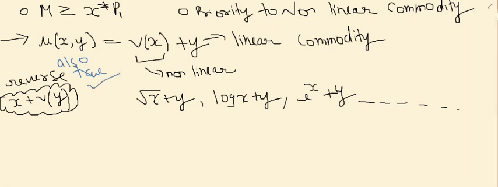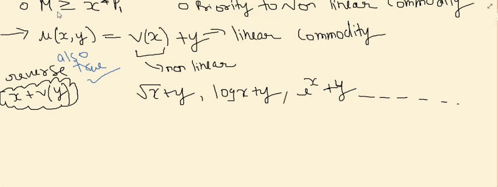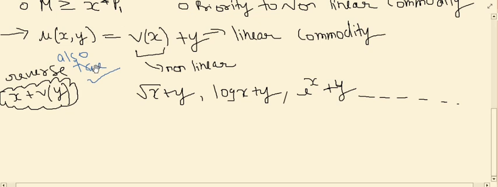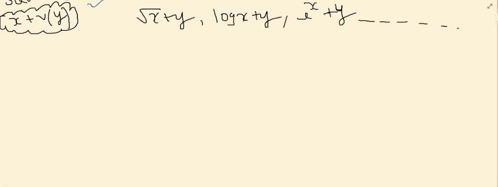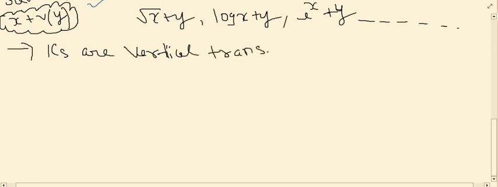Okay. Now let's restrict ourselves to the vx plus y case only for simplicity purposes. Let's see how the ICs are made in this utility function. You can refer to Varian or Nicholson and Snyder, whichever book you are using for your reference. So in this case, the nearest star point about quasi-linear utility is that ICs are vertical translates of each other.